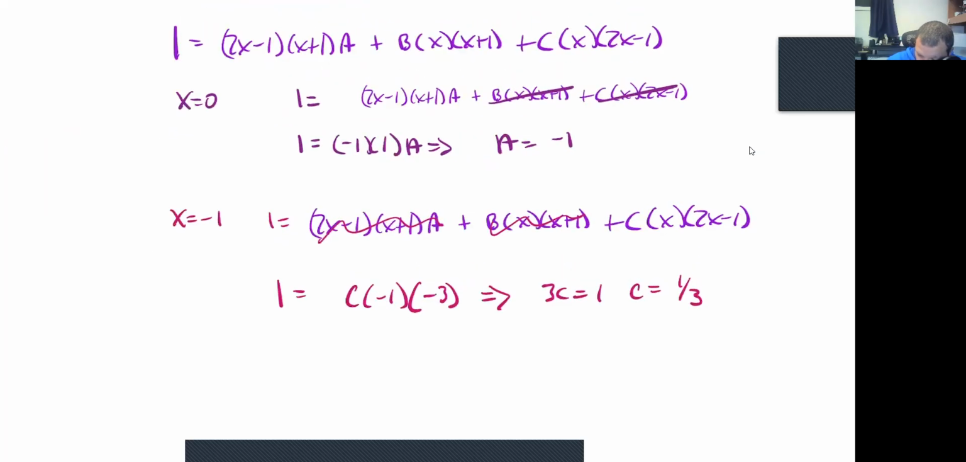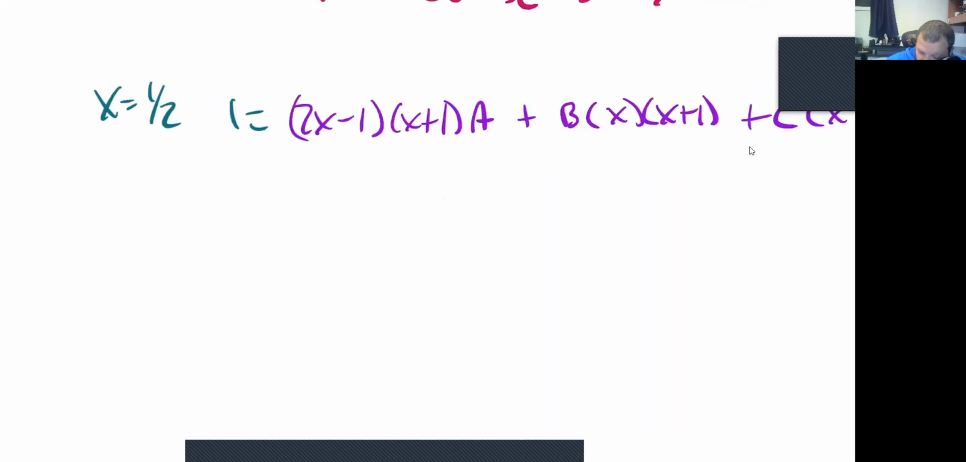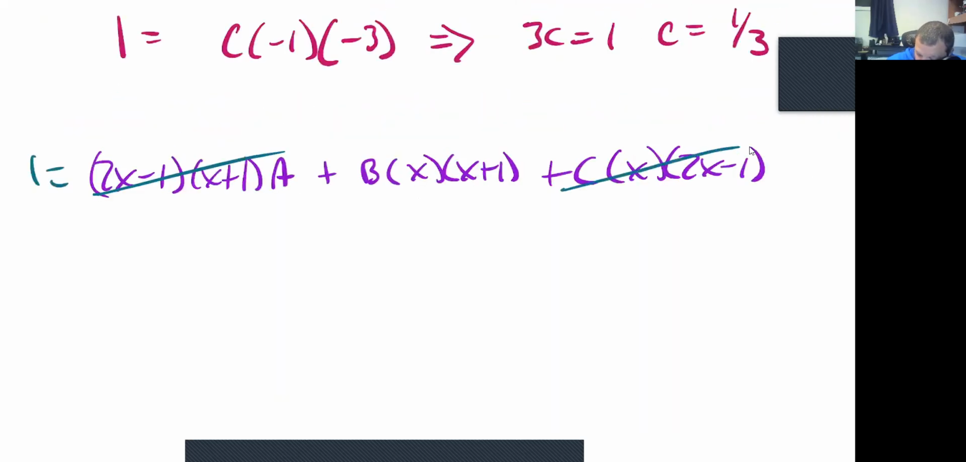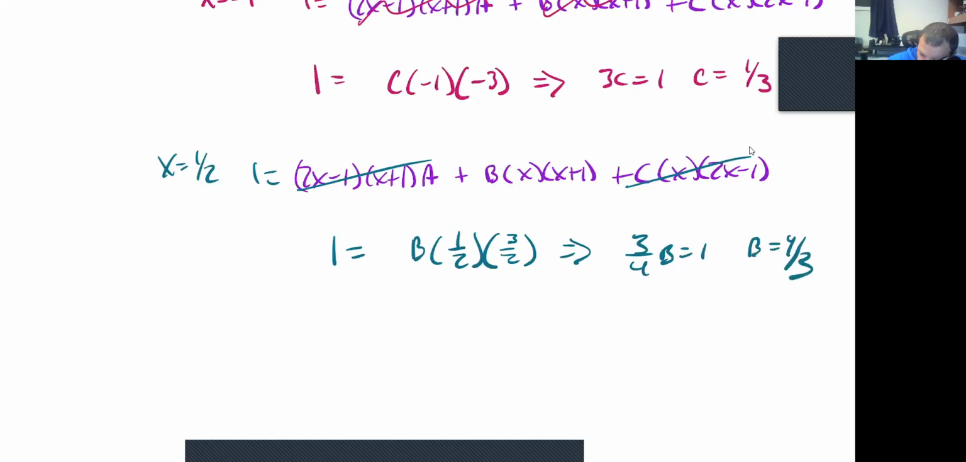And then finally for our b term, we want to get rid of the 2x minus 1, so we can plug in x equal to 1/2. That means this is going to go away, and this is going to go away. We're left with 1 equals b times a half. A half plus 1 is 3/2. So we get 3/4 of b is equal to 1, so b is equal to 4/3.